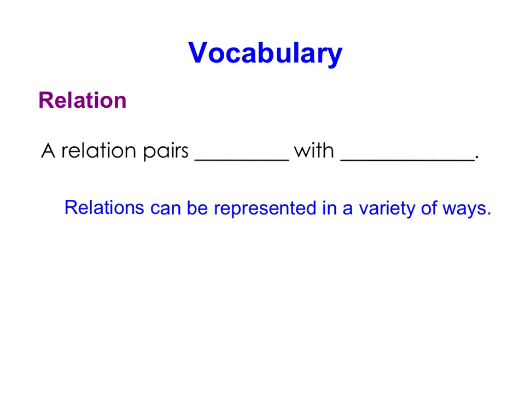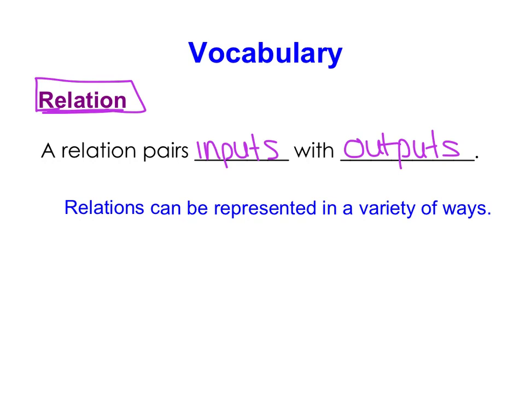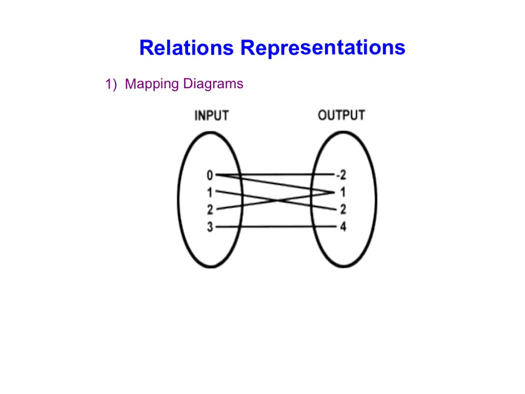So to begin, we need to define the word relation. And all a relation does is it basically defines a relationship, hence the word relation. And a relation pairs input values, so inputs, with outputs. So in math, we have a lot of inputs and outputs that get paired. Anytime we do that, we are describing what's called a relation. And a relation can actually be represented in a variety of ways, and we're going to look at 5 ways specifically.